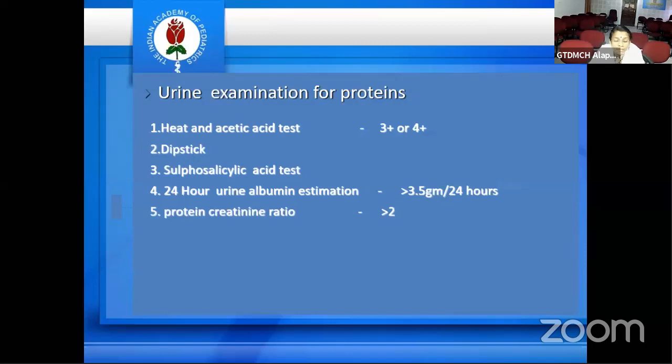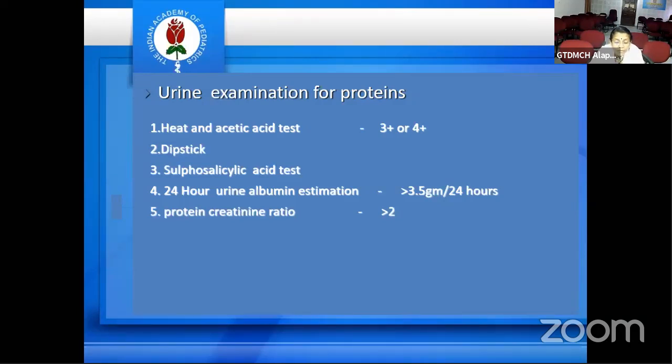So the urine examination is the first thing you have to do when you suspect nephrotic syndrome. When you see a patient in the OP suspecting nephrotic syndrome, the first investigation you want to do is urine examination for protein. There are three methods: heat and acetic acid test, dipstick, and sulfosalicylic acid test. These are all semi-quantitative tests. If it is more than 3+ or 4+, it is almost sure that it is nephrotic syndrome.